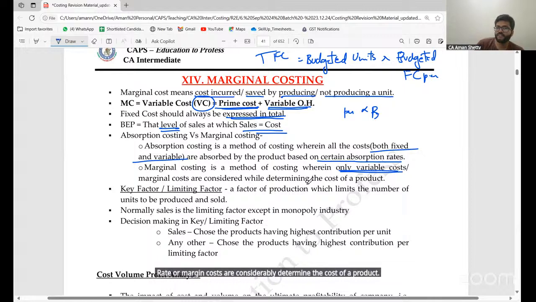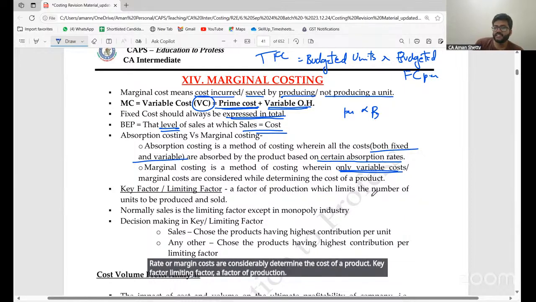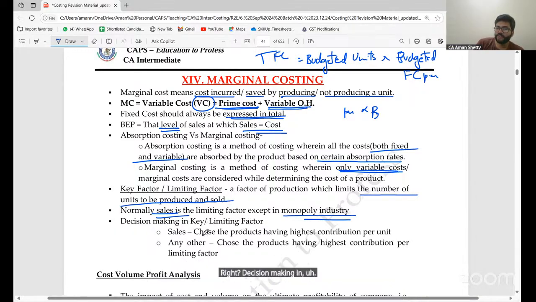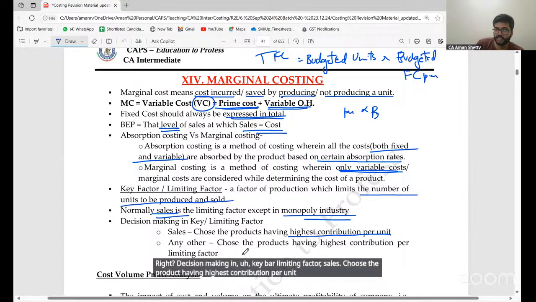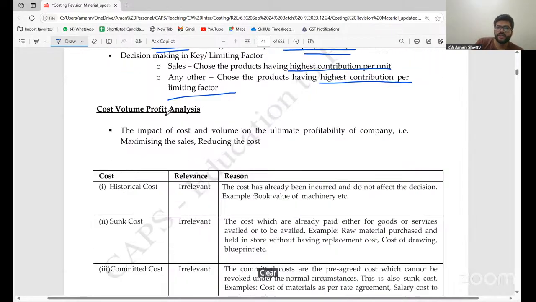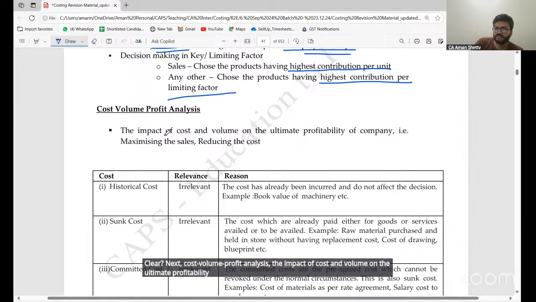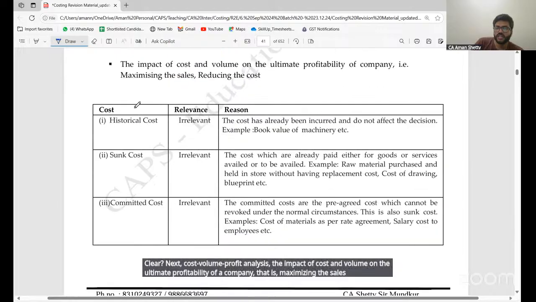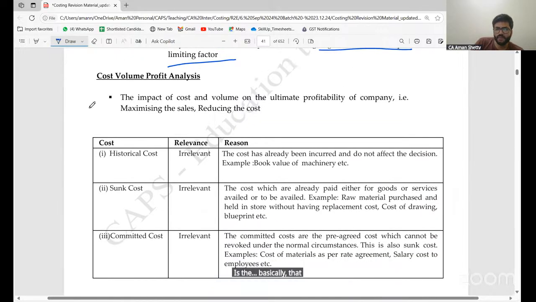Key factor, limiting factor: a factor of production which limits the number of units to be produced and sold. Normally sales is the limiting factor except in case of monopoly industry. If sales is the limiting factor, choose the product having highest contribution per unit. For any other limiting factor, choose the products having highest contribution per limiting factor. Clear? Next, cost volume profit analysis: the impact of cost and volume on the ultimate profitability of a company, that is maximizing the sales and reducing the cost. This comes under marginal costing itself.